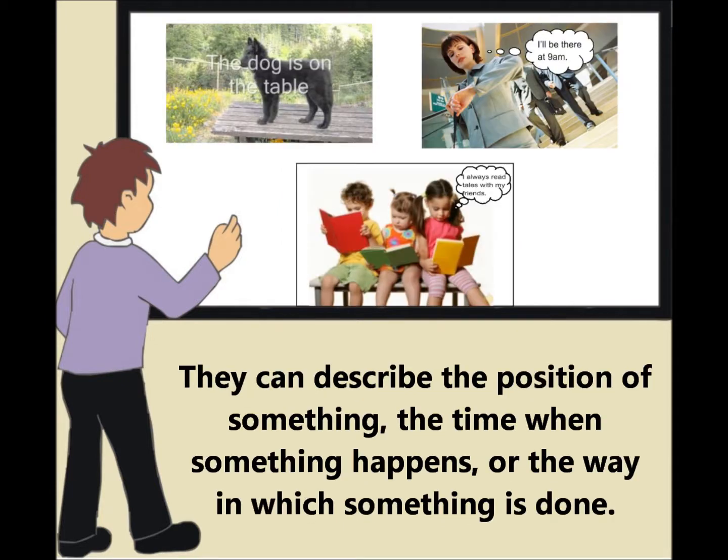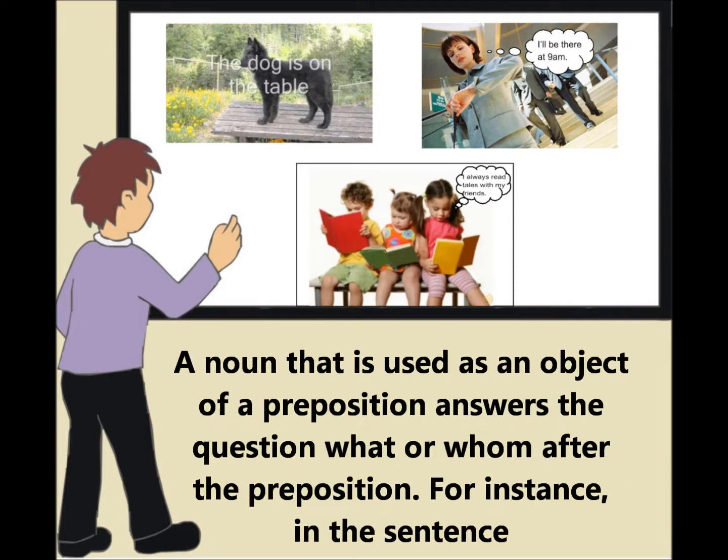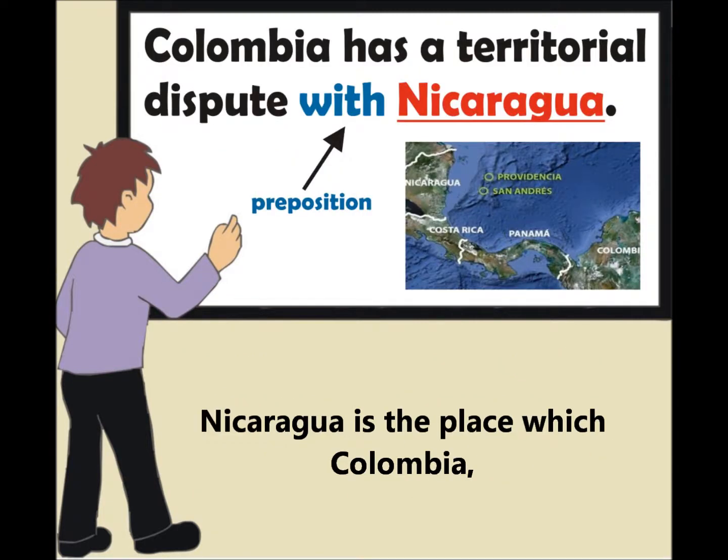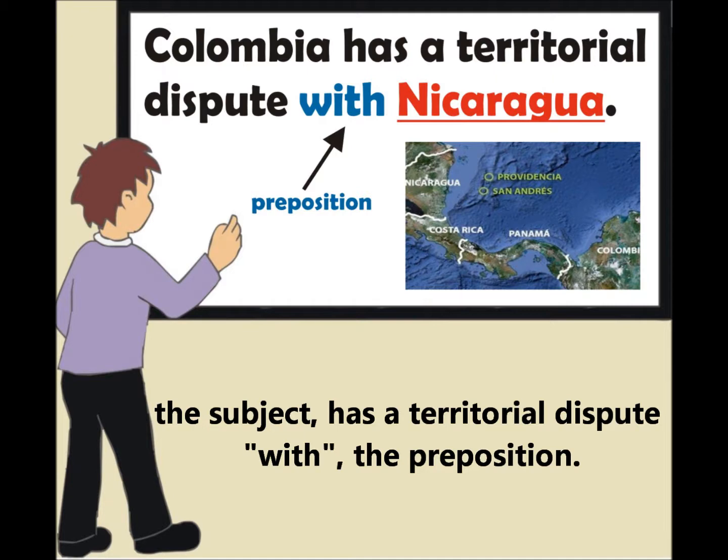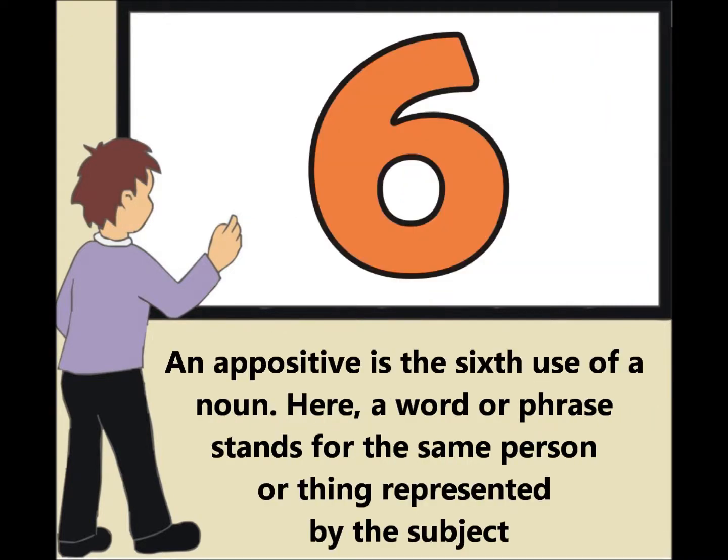They can describe the position of something, the time when something happens, or the way in which something is done. A noun that is used as an object of the preposition answers the question what or whom after the preposition. For instance, in the sentence Colombia has a territorial dispute with Nicaragua, Nicaragua is the place which Colombia, the subject, has a territorial dispute with: the preposition.